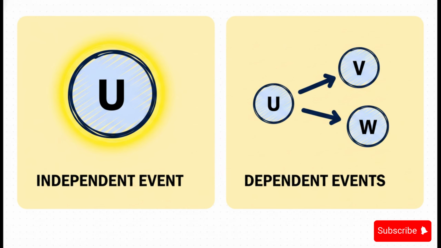And this is a really key idea. Take a look at U. See how there are no arrows pointing into it? That means it's our independent variable. It's the start of the whole chain reaction. But V and W, on the other hand, they do have an arrow coming from U. That makes them dependent. Their fate is tied to whatever U decides to do.